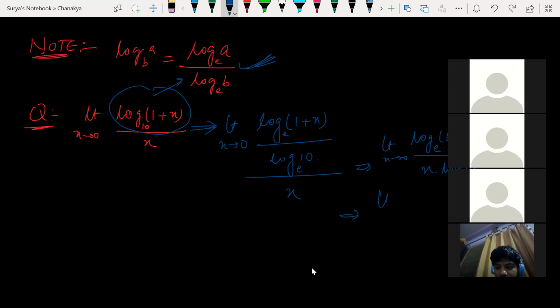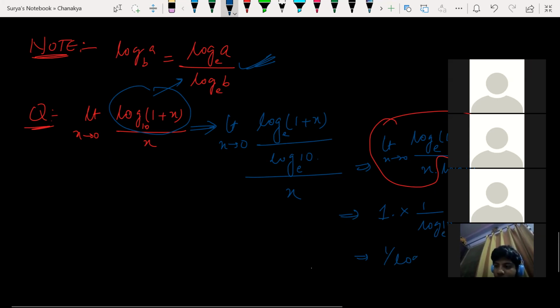Or else you do one thing here. This formula, what does this give me? What does that red color circle give me? 1, isn't it? Into 1 by log 10 base e, which means 1 by log 10 base e. So I can simply write 1 by log 10. This is the right answer. Clear? I hope it is clear with everyone now.